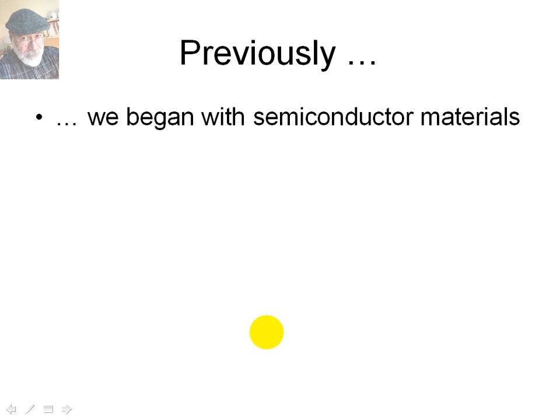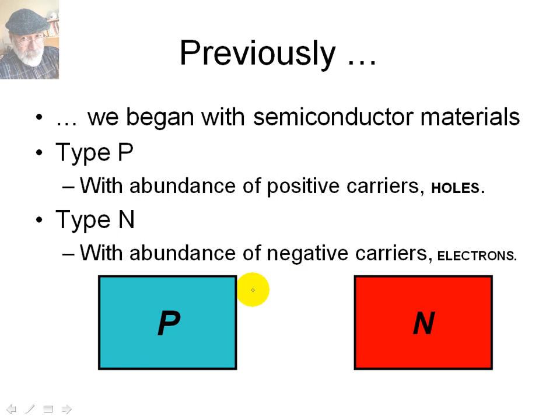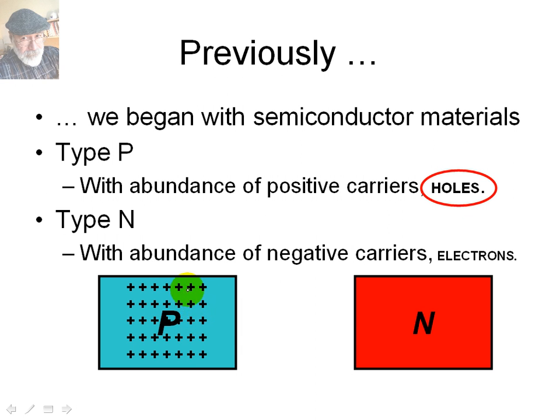Previously, we began with the study of semiconductor materials. Let's review a little bit of that. From the type P material that has an abundance of positive electric carriers, we called them holes, to type N materials which has an abundance of negative carriers, electrons: abundance of free positive charges and abundance of free moving electrons. By the way, it's not that the P material is positively charged or the N material is negatively charged. No, they are both electrically neutral.